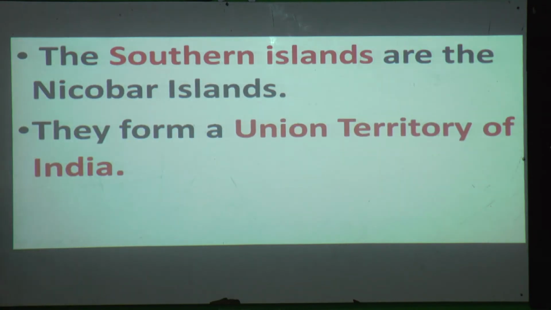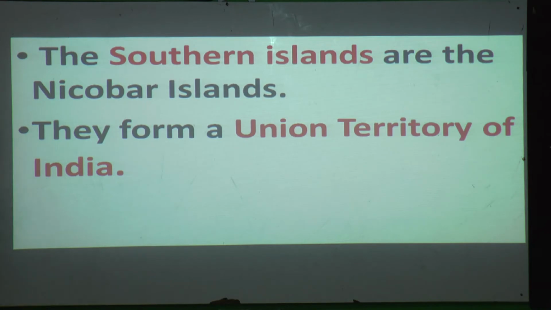Now, southern islands. Where is southern? It is coming down, so it is facing the downside. So that is the southern part. Southern islands are called the Nicobar Islands. Is that clear, students? Andaman and Nicobar Islands: Andaman faces the north side, Nicobar faces the south side. So Andaman is on the northern side. Andaman Islands and Nicobar Islands form a union territory of India.